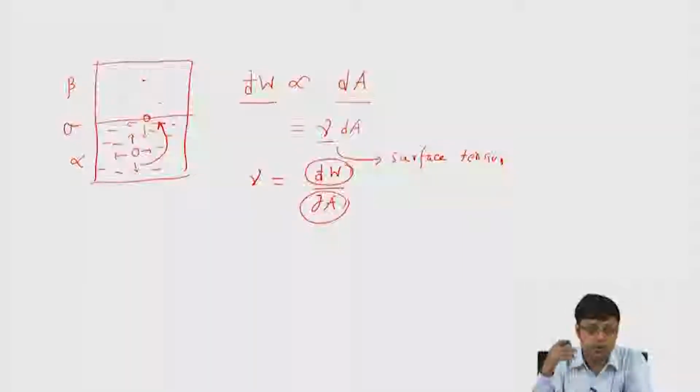For salt, we will see that it would preferentially like to go into the bulk phase, but there are many other molecules that would preferentially like to stay at the surface. Now, how will you quantify it? That is the first question.